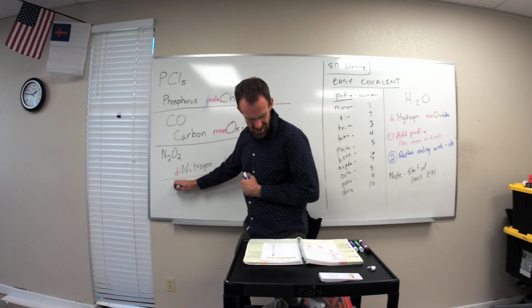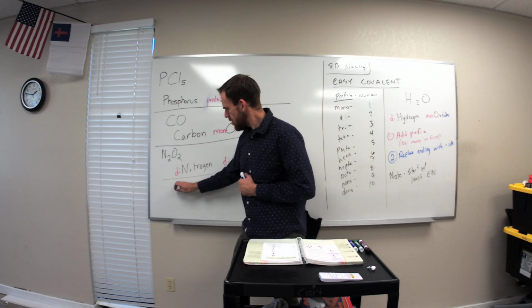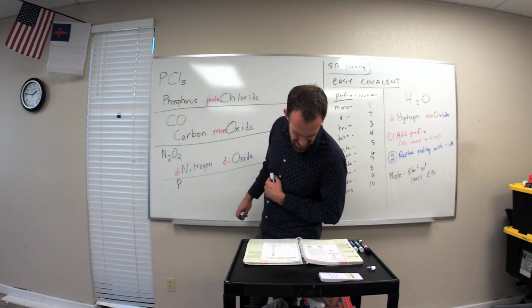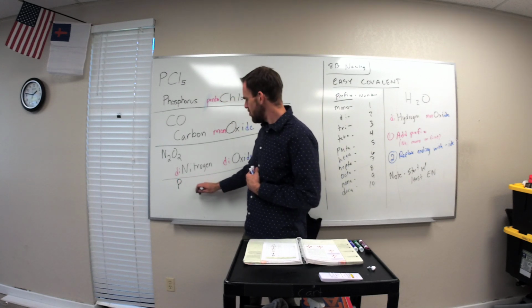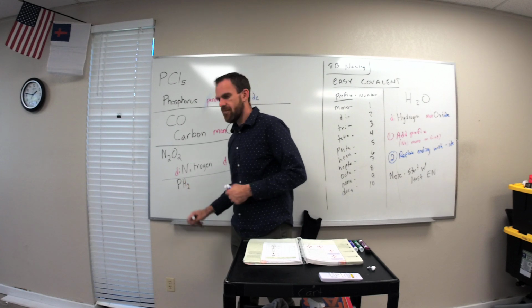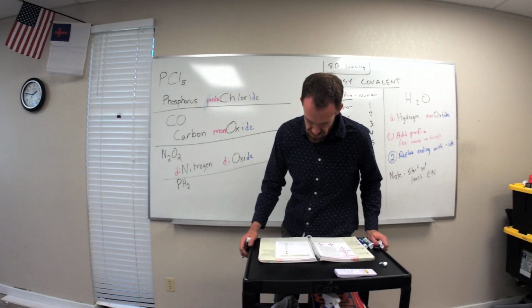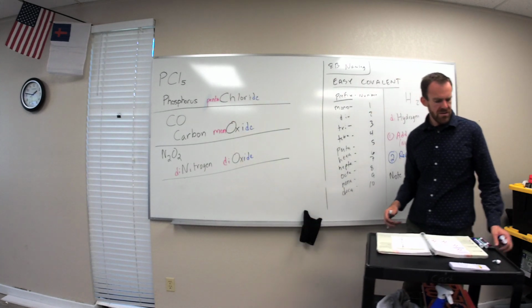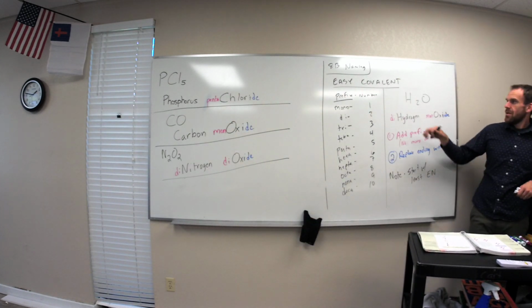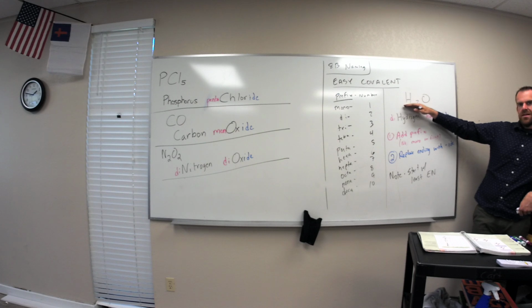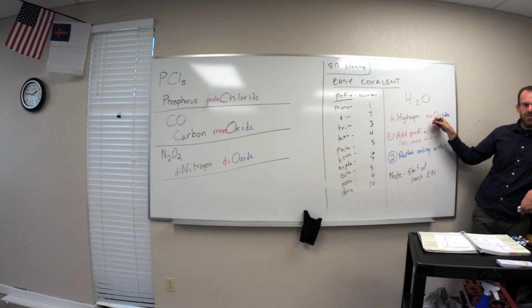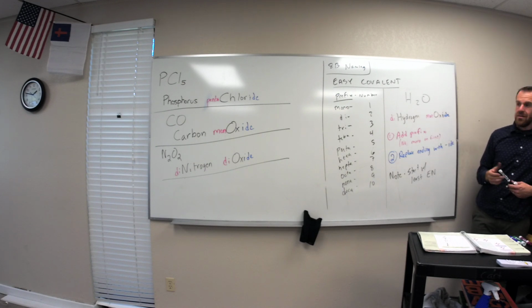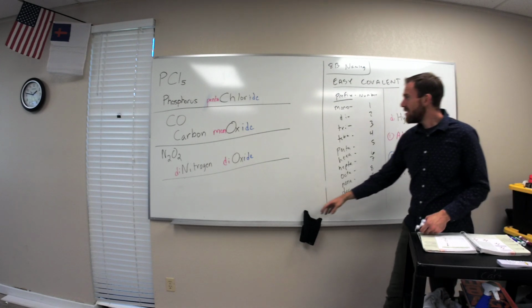How about this one? PH2. We can't do that one yet. I think this is it. We'll be good. So, here's the summary. Take the first element, take its name. Second element, take its name. Add the prefix, chop off the end. Sound good? Yeah. That's an easy one.